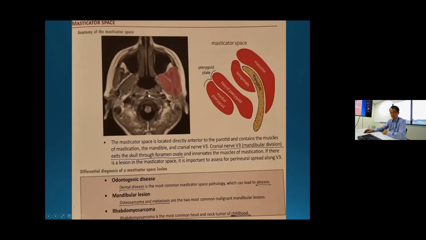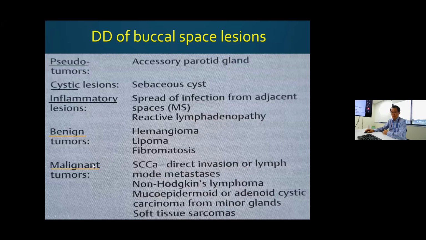So if there's some tumor here, then you have to say there is a nodule or a mass in the right parapharyngeal or adjacent nasopharyngeal space. That's what you have to describe. And in the buccal space, you have all kinds of benign, inflammatory lesions, but in head and neck, most common is squamous cell cancer.